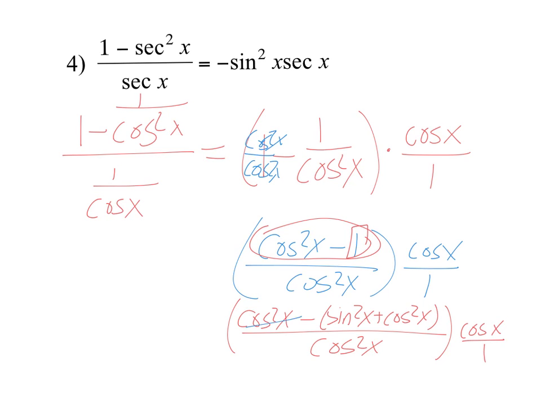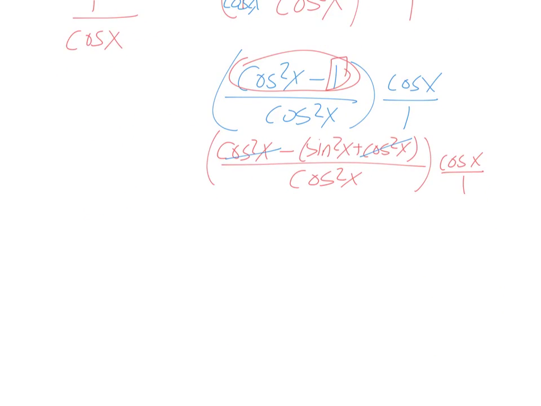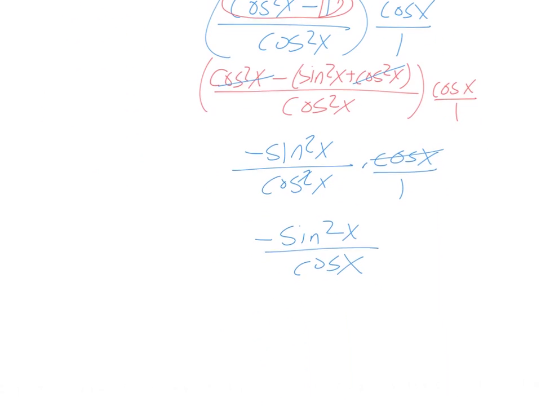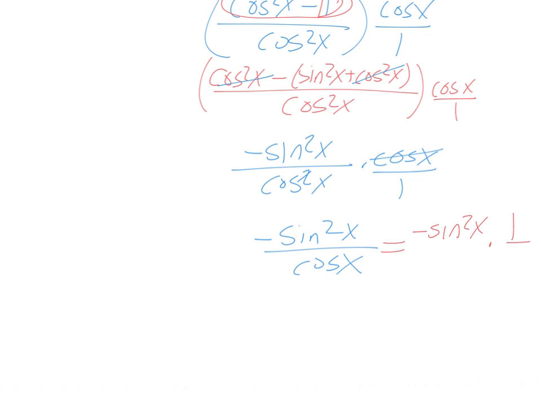If I subtract, my cosine squareds cancel out, and I'm left with negative sine squared on top. So we're left with negative sine squared x over cosine squared x times cosine x over 1. One of those can cancel out, leaving negative sine squared x over cosine x. It's close to what we're trying for, but we're not quite done. So we go negative sine squared x times 1 over cosine x, which is negative sine squared x times secant of x.